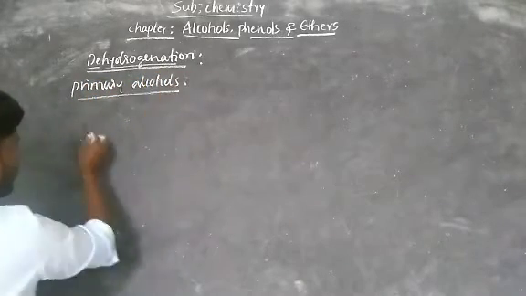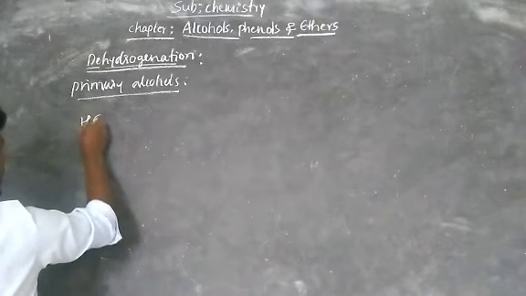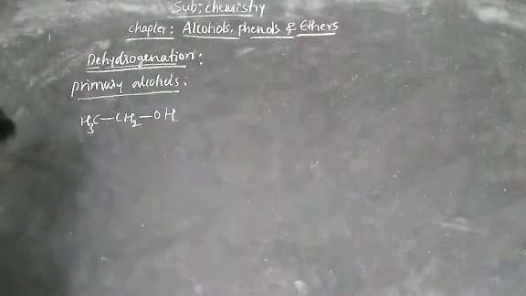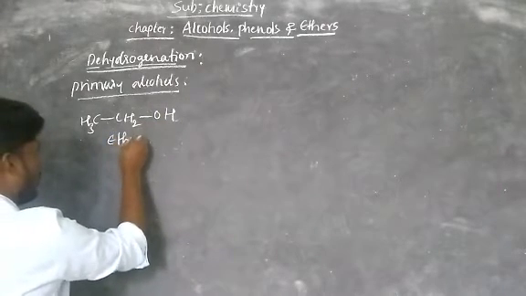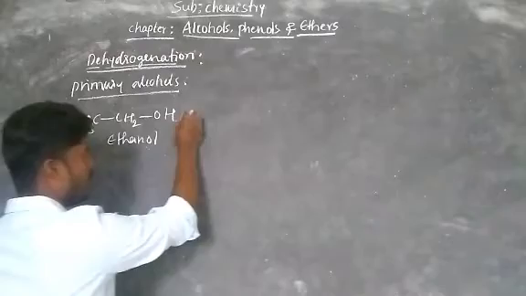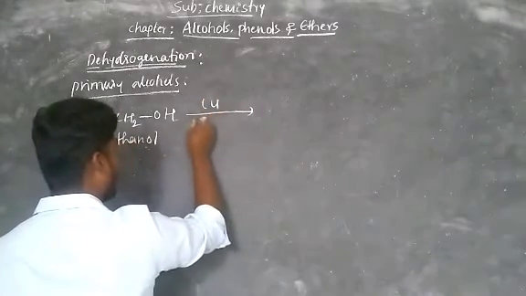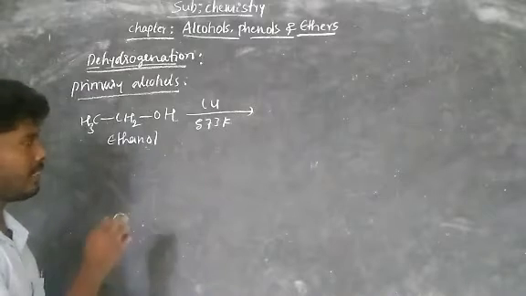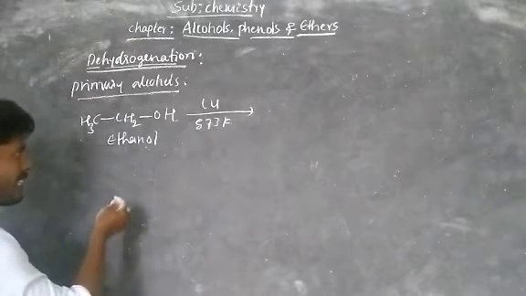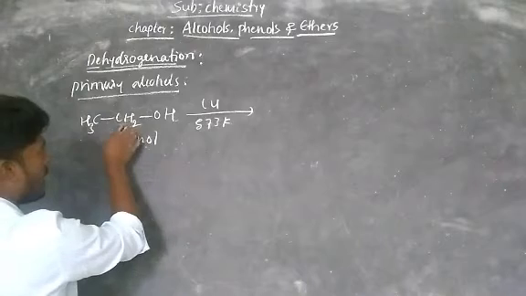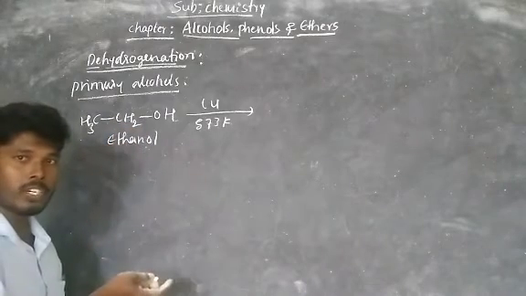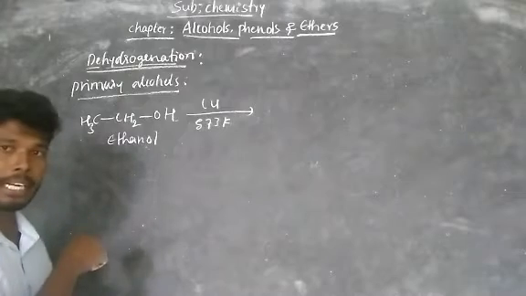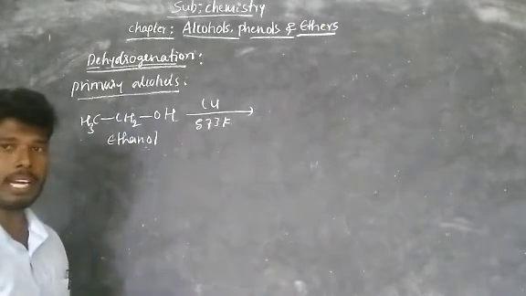Primary alcohols, that is CH3 bond CH2 bond OH. Directly we are taking an example of a primary alcohol, that is ethanol. This ethanol is treated with copper at 573 Kelvin. At this temperature dehydrogenation takes place, that is removal of hydrogen. See here there are 2 hydrogens. Dehydrogenation takes place at the alpha carbon, whereas dehydration takes place at the beta carbon.